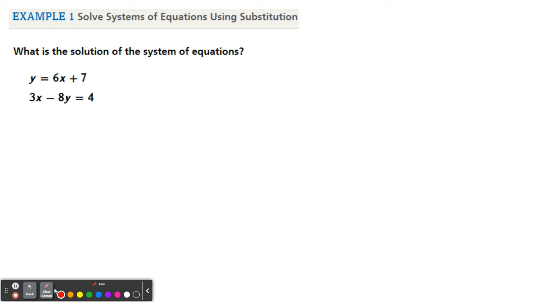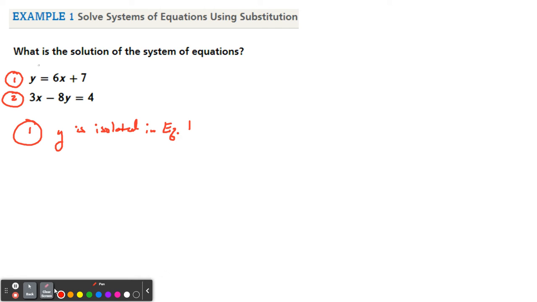Example 1 says, what is the solution of the system of equations? So notice we have our two equations. Equation 1, y equals 6x plus 7. Equation 2, 3x minus 8y equals 4. Again, we have two unknowns, x and y, two equations. This is solvable. Notice here that equation 1 is already solved for y. That is something very important to know. So our first idea here is that y is isolated by itself in equation 1.